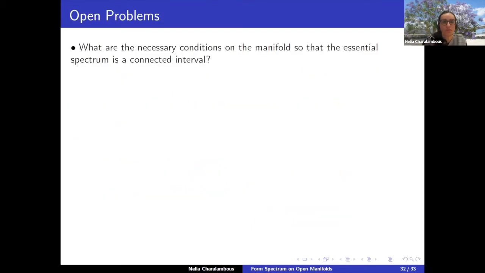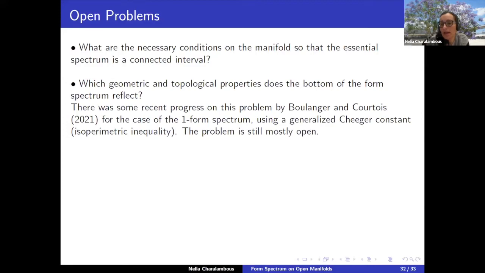Let me take one more minute to give you some open problems. Some interesting problems that one can try to take on: find precisely the necessary conditions so that the essential spectrum of the manifold is a connected interval. We gave a very large set here, but maybe we can do better than this. And at the same time, what are precisely the geometric and topological properties of a manifold that determine the bottom of the spectrum of the Laplacian on forms?